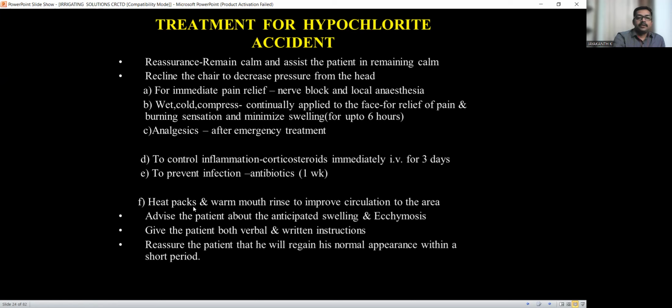Then after sending the patient home, ask him to apply heat packs or warm mouth rinse to improve circulation to the area. Advise the patient about the anticipated swelling and ecchymosis. Give the patient both verbal and written instructions. Reassure the patient that he will regain his normal appearance within a short period. So after sending home, you're advising the patient to apply heat packs. This is just to improve circulation over the area and to increase the tissue healing procedure.